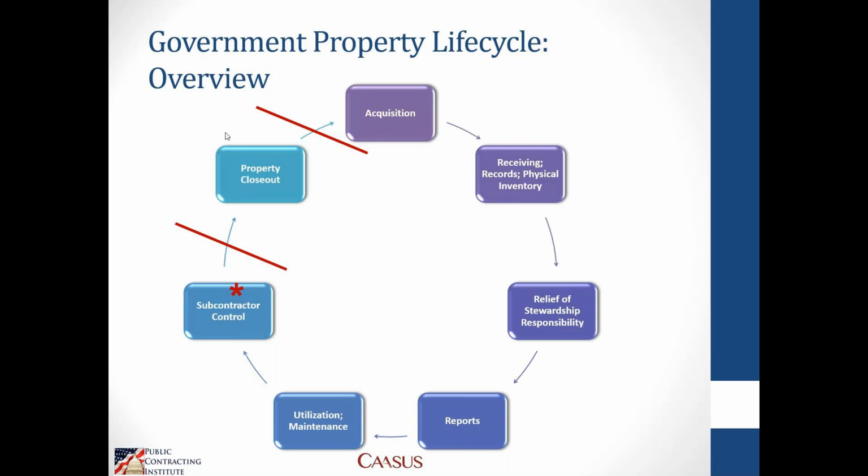And there's three main segments to this life cycle. It starts with the pre-award phase and then goes through the maintenance and administration of the post-award phase, which is really acquisition, all the way through to utilization, maintenance, and control and reporting. And then the third phase is your closeout phase. And we're going to hit on each of these discussion points now.